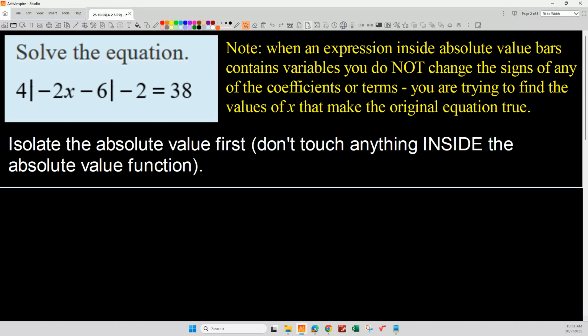No, it doesn't. It seems at first like it should, but that's not the point. The point is to find the values of x that make this expression work. The expression that has a coefficient of negative 2 and a negative 6 for a constant inside the absolute value bars. If I change that to a positive 2, for example, wouldn't that impact the values of x that worked in my equation? Wouldn't it? And I want to find the values of x that work there in that equation. So when there's a variable inside the absolute value bars, you do not change any signs inside the absolute value expression, right? We leave it as it is.